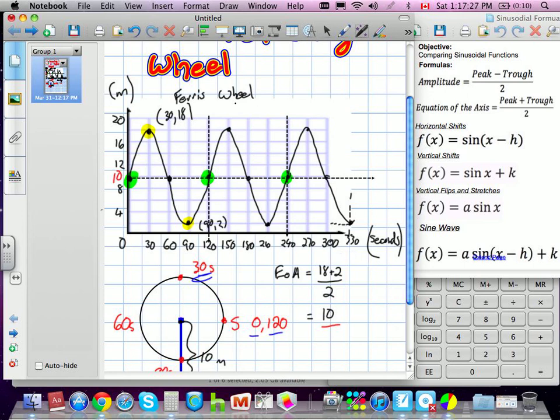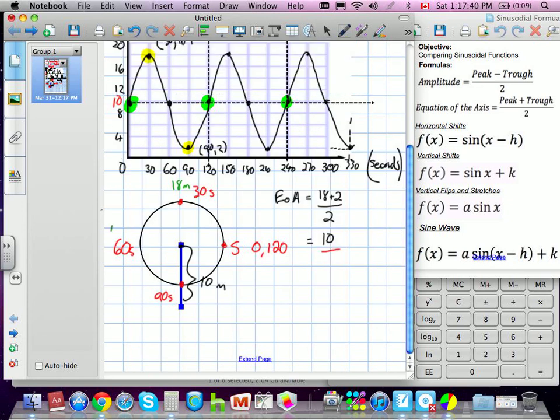So what we're going to do on our wheel here with that information, because we wrote down our first axis, right? Now this height, how high is our peak here? How high in the air are we at this point? 18 meters. At this point, we're back at 10 meters. And at our lowest point, how high in the air are we? 2 meters. Good. Okay, so we found some information. We're going to write down the actual times here. So I'm going to move our equation of the axis over. And that way we can get all of our times in.